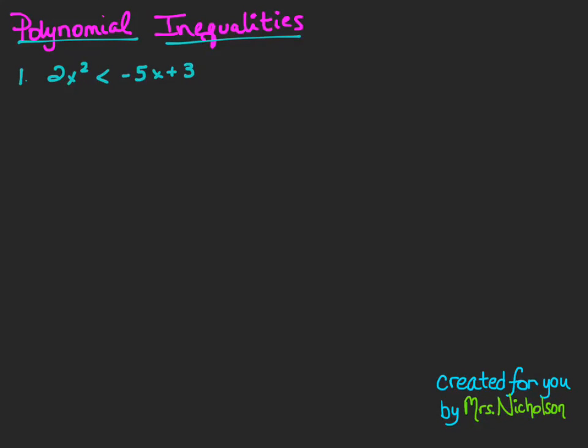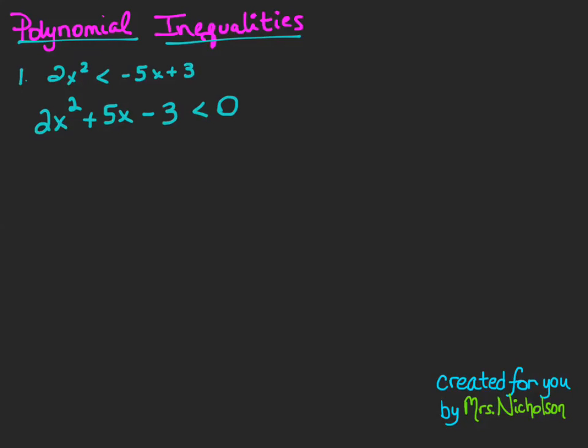All right, let's look at these polynomial inequalities. Whenever you're solving a polynomial inequality, the first thing you want to do is get one side of your inequality equal to 0. So I'm going to do that by adding the 5x and subtracting the 3 over to the other side. So I have 2x squared plus 5x minus 3 less than 0.